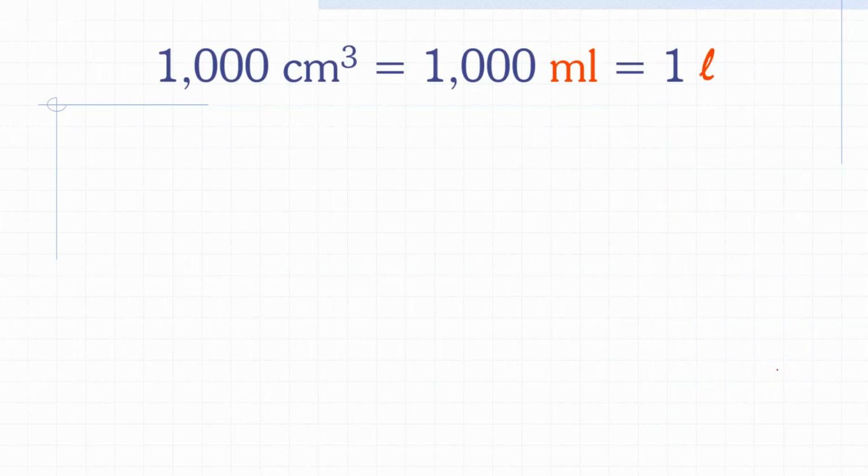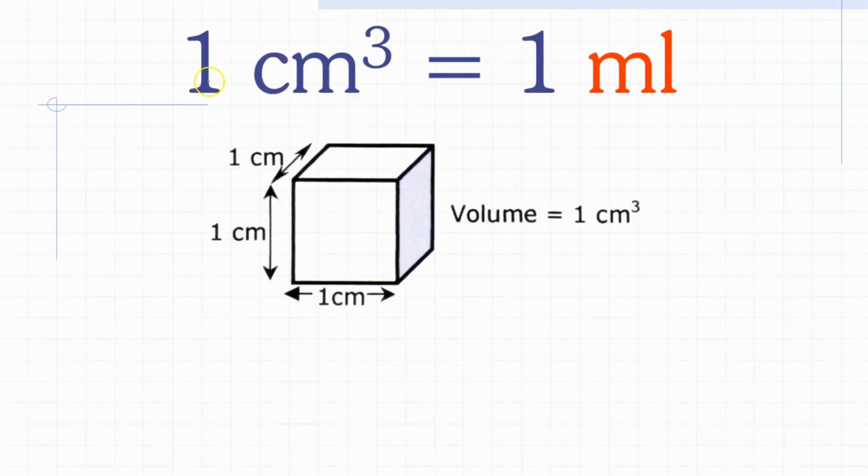And here's that connection. 1,000 centimeters cubed is the same thing as 1,000 milliliters. And 1,000 milliliters is most definitely 1 liter. Definitely get in your notes this connection, that 1 centimeter cubed is the same as 1 milliliter. And of course, vice versa. We will in physics be using centimeters cubed and milliliters interchangeably. The volume of this, 1 centimeter by 1 centimeter by 1 centimeter, is hence 1 centimeter cubed, or we could also call it 1 milliliter.